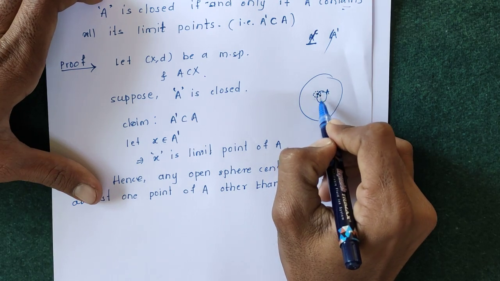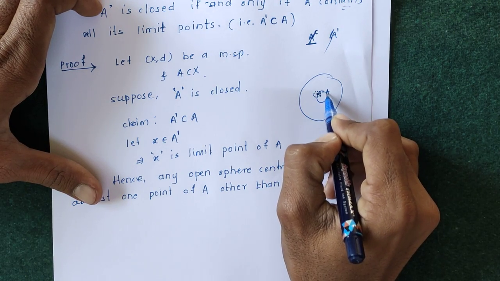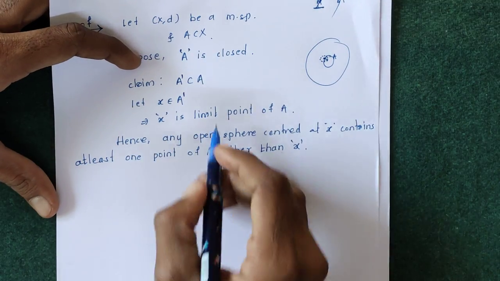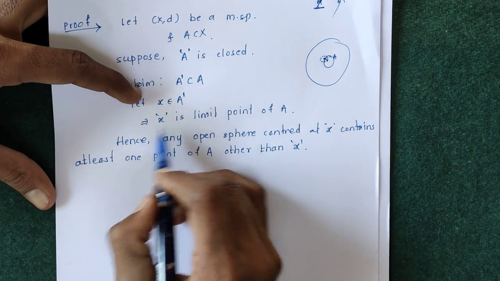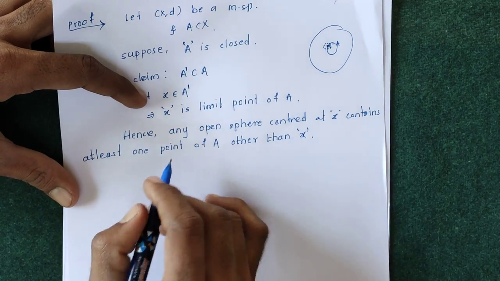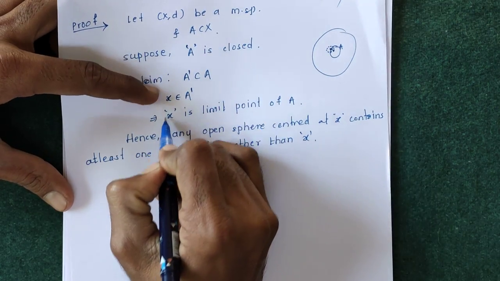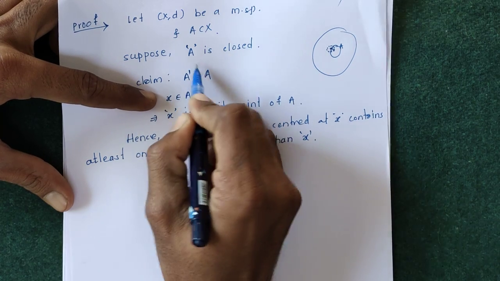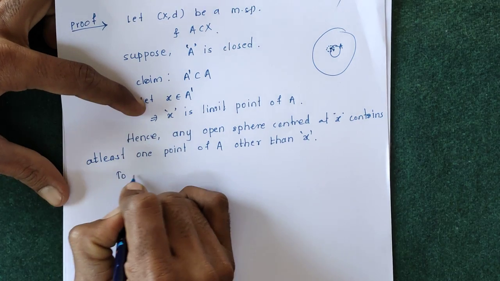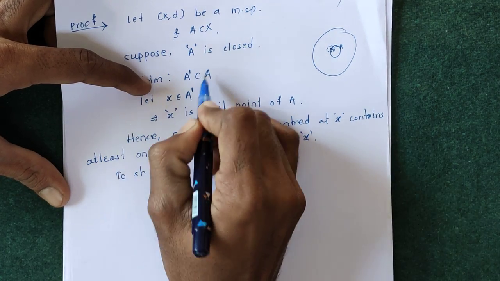That is, the open sphere must contain some elements of A other than this center. So, using the definition, we can write here x is a limit point of A. So, any sphere centered at x must contain at least one point of A other than that center. Now, our claim is we have to show this element of A in limit point of A is again an element of A. So, to show that, we have to show this x belongs to A.